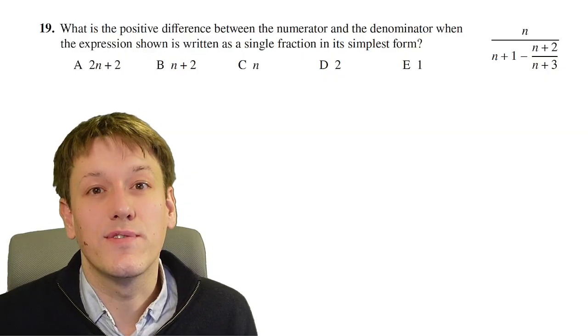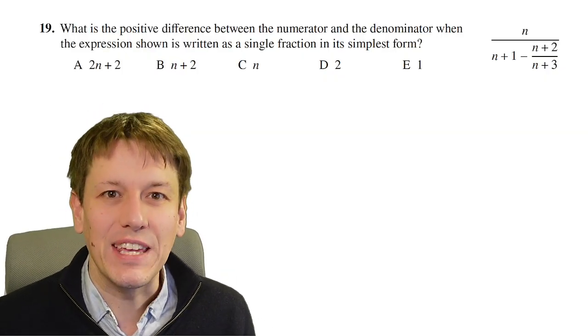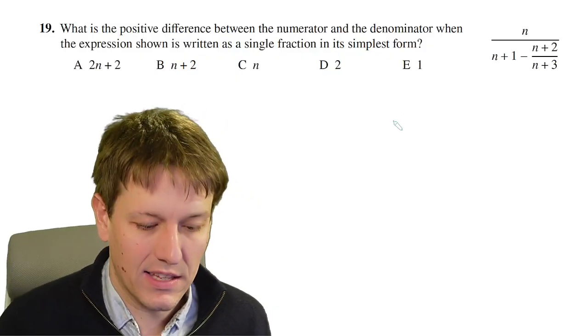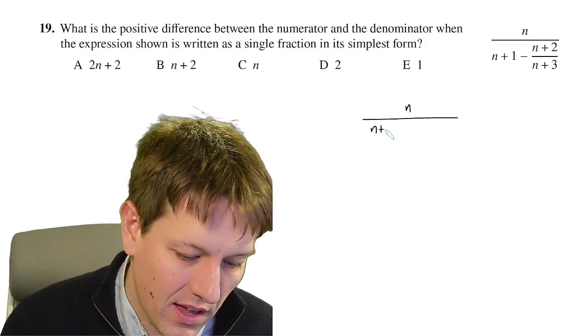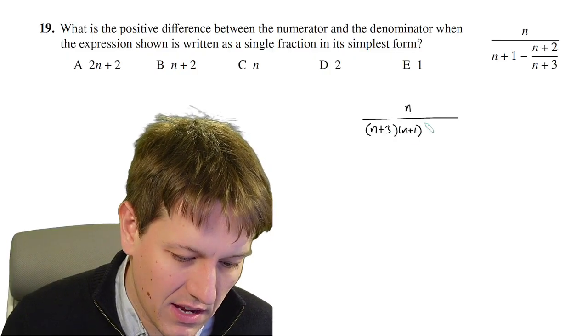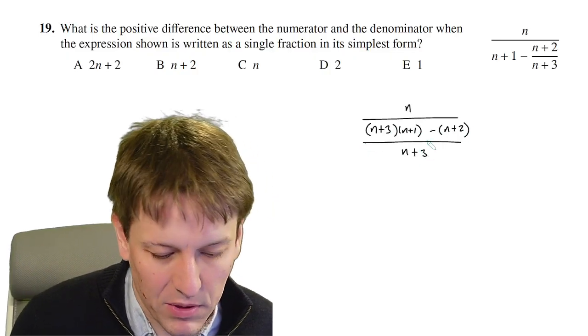Of course, if you wanted a full written solution, wanted to write this up for an Olympiad or something, or just wanted to do the question fully, you would have to do the algebra. So let's do that as well, just to be clear here. So it's n over n plus 3 times n plus 1 minus n plus 2 all over n plus 3. So you've got to be good with the algebraic fractions here.